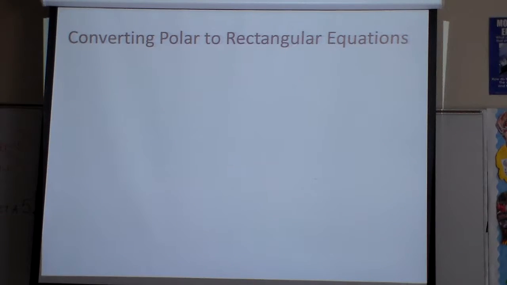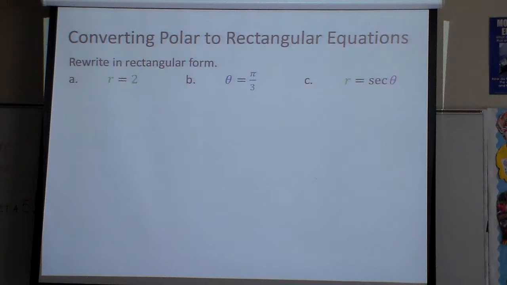Now to convert a polar equation to rectangular equation. So here's our equations right here. Now these are going to be a little bit tougher, but let's know what we know. Tangent theta is equal to y over x, and r squared is equal to x squared plus y squared.